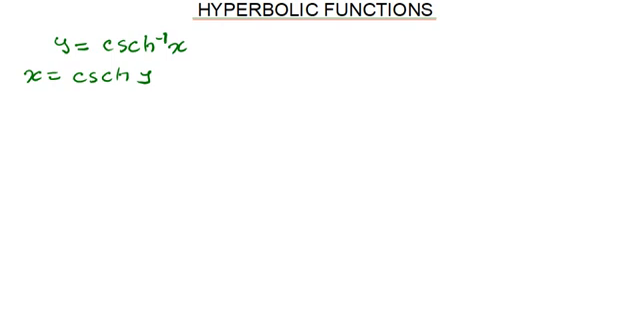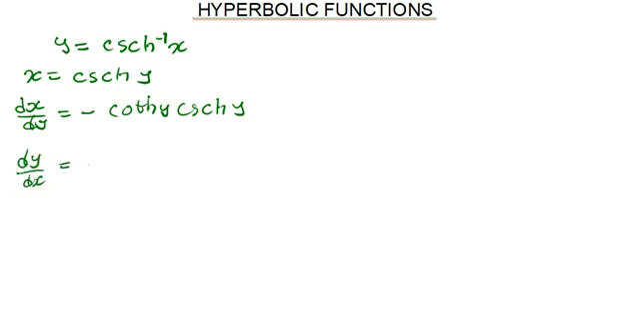As usual, you differentiate both sides of what we have, but that is with respect to y. So dx/dy is equal to the derivative of cosec, which is minus hyperbolic cotangent of y multiplied by hyperbolic cosec of y. Meaning the expression for dy/dx is equal to minus 1 over hyperbolic cotangent of y multiplied by hyperbolic cosec of y.